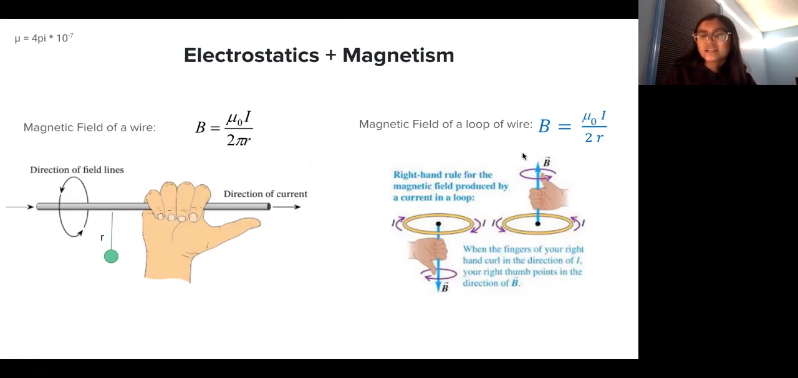And then the magnetic field of a loop of wire, this one is pretty similar, except there's no pi involved. These are all quite simplified from a larger equation that I can't recall for some reason. But honestly, if you just memorize these, hopefully that's enough, because there's no point in doing the entire derivation when you have these committed to memory anyways. And again, this is just showing you how you can do the right hand rule for a current that's going in a loop.